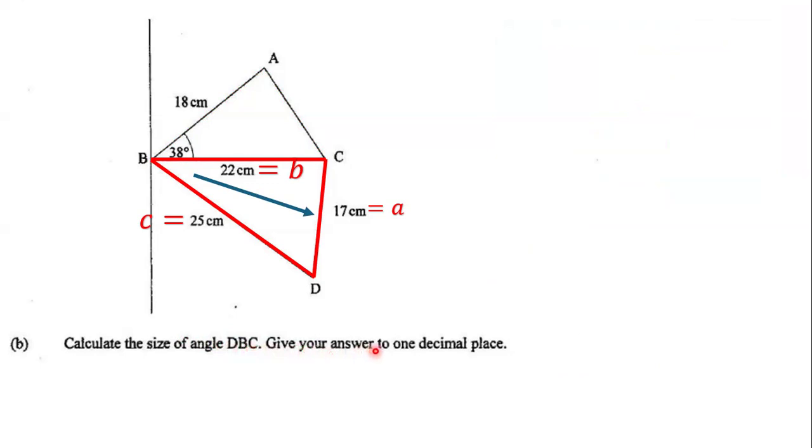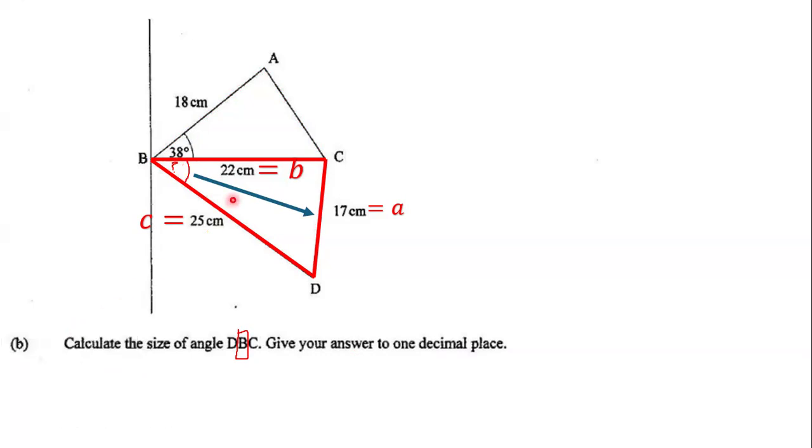Next, our goal is to calculate the size of angle DBC, and they want us to give our answer correct to 1 decimal place. Now, which angle are they referring to? They want us to figure out the size of this angle in the middle here, angle B. We don't know what the size or the measurement of this angle is, but that's what they want us to determine.